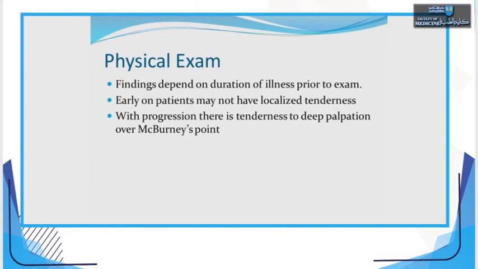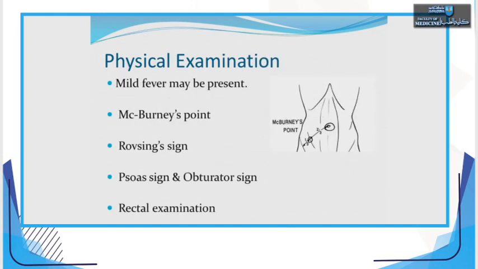Physical examination findings depend on the duration of the illness prior to the examination. Early on, patients may not have localized tenderness. With progression of the disease, there is tenderness to deep palpation over the McBurney point. This is the McBurney point as seen in the illustration. It is one third lateral on a line joining the anterior superior iliac spine to the umbilicus.